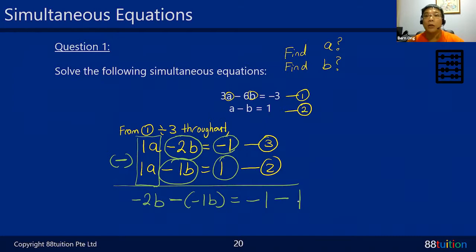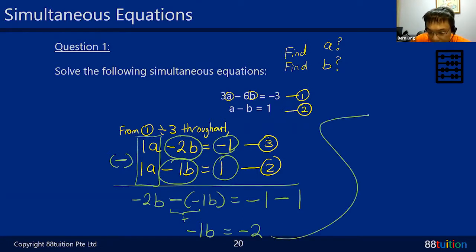Here you try to simplify, to solve for your b. Minus 2b minus minus, you know this, minus minus is a plus. So minus 2 plus 1 is equal to minus 1b. Minus 1 is a minus 2. So how do you find b? Remember your objective is to find a and find b. So b will be equal to minus 2 divided by minus 1 to give you a 2.